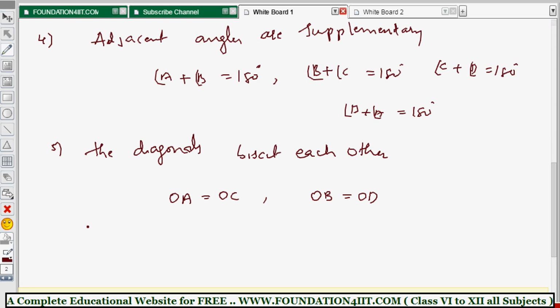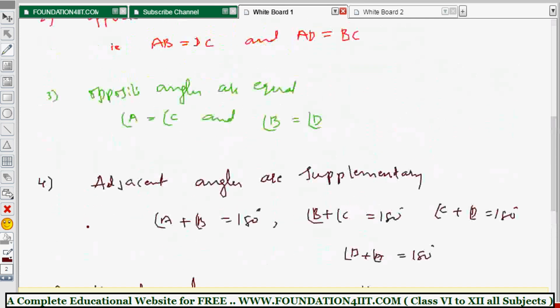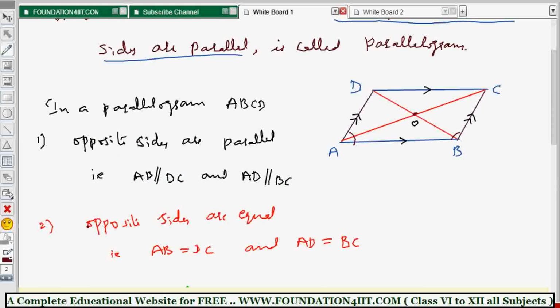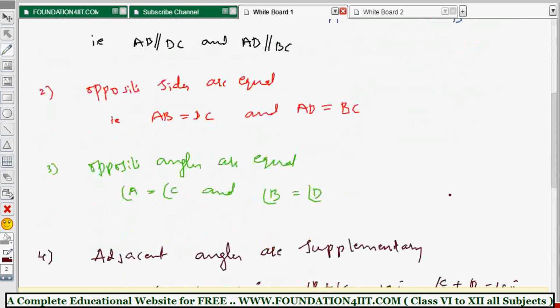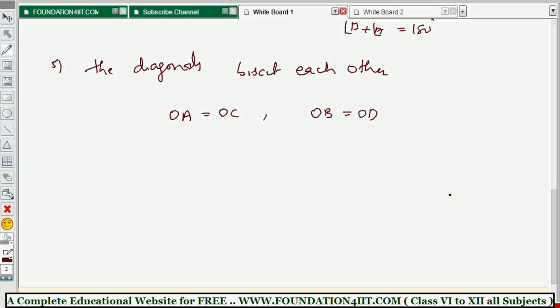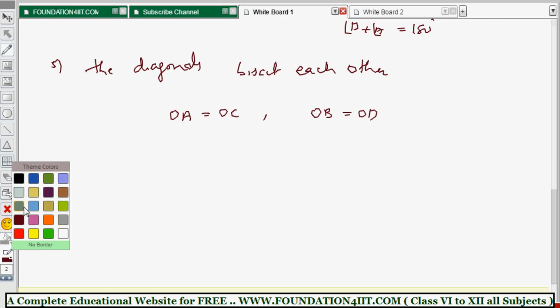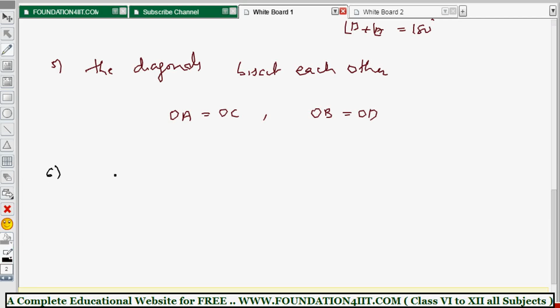And each diagonal bisects the parallelogram. So each and every diagonal bisects the parallelogram, dividing it into two congruent triangles. You know it. That is also a property. So 6 properties it has, and the last one is each diagonal bisects the parallelogram.